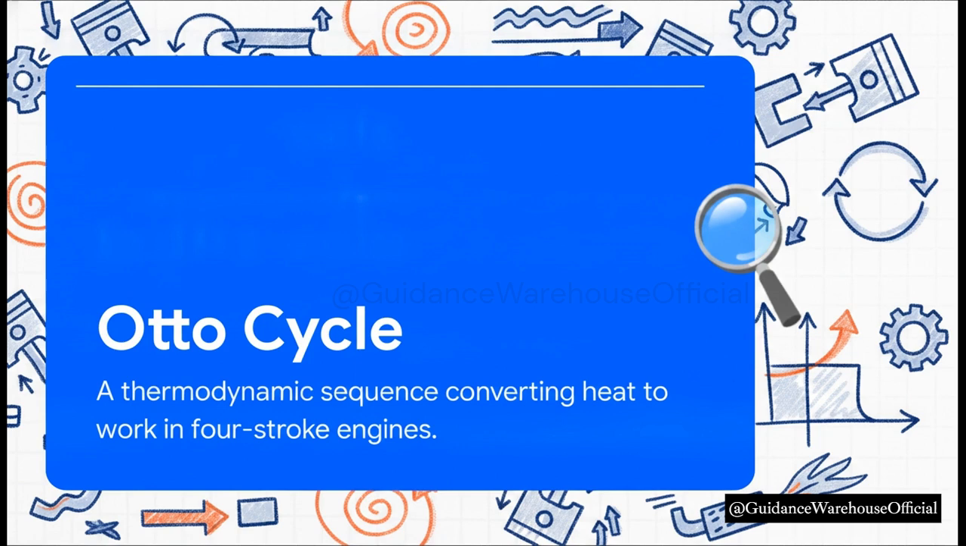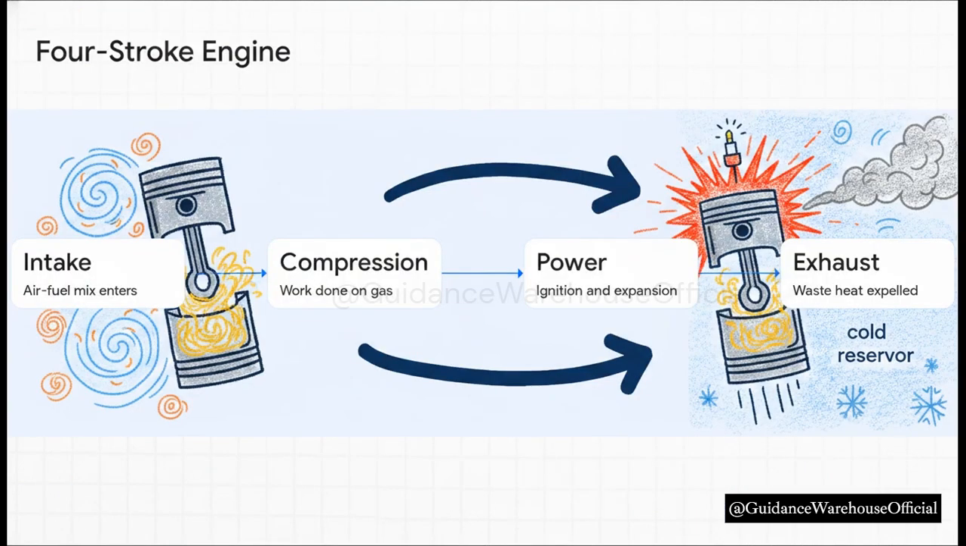Let's actually break down what's happening inside the cylinder. Here are the 4 strokes keeping your car cruising down the highway. Step 1. Intake. The piston drops, pulling in a mix of cold air and fuel. Step 2. Compression. The piston pushes up, doing work on the gas to compress it really rapidly. Step 3. Power. The spark plug ignites the gas, causing this massive explosion that forces the piston back down. And finally, Step 4. Exhaust. The piston pushes the hot waste gas out into the environment, which perfectly fulfills our second law requirement for a cold reservoir.